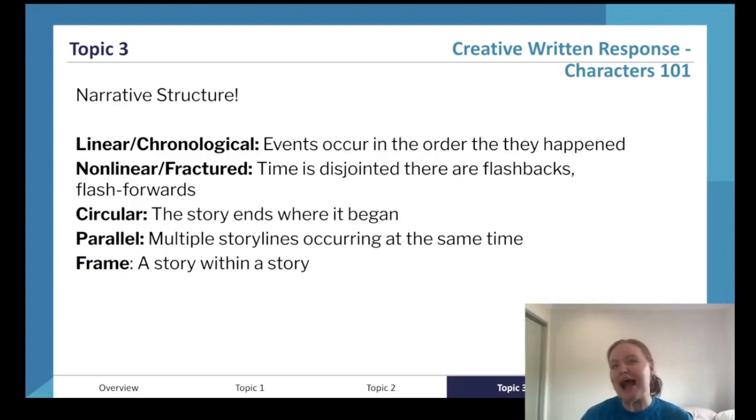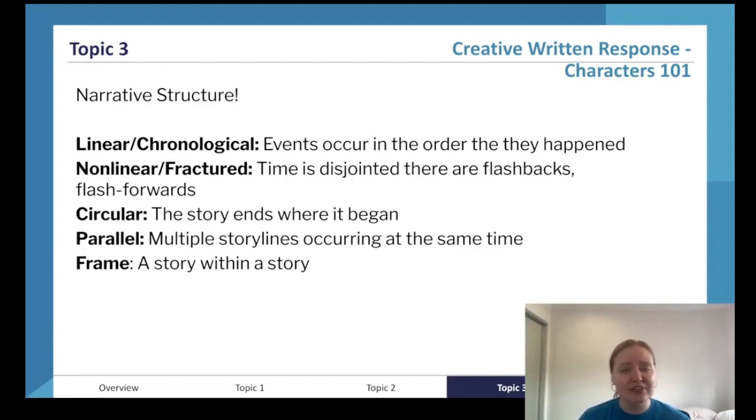So if you're thinking about how you might change your story up, how you might make it feel a little bit fresh and unique, then these are some different things you might be considering. The most typical story, the one that we're all most familiar with, is this idea of linear or chronological stories. This is stories where events occur in the order that they happened. They move forward pretty seamlessly.